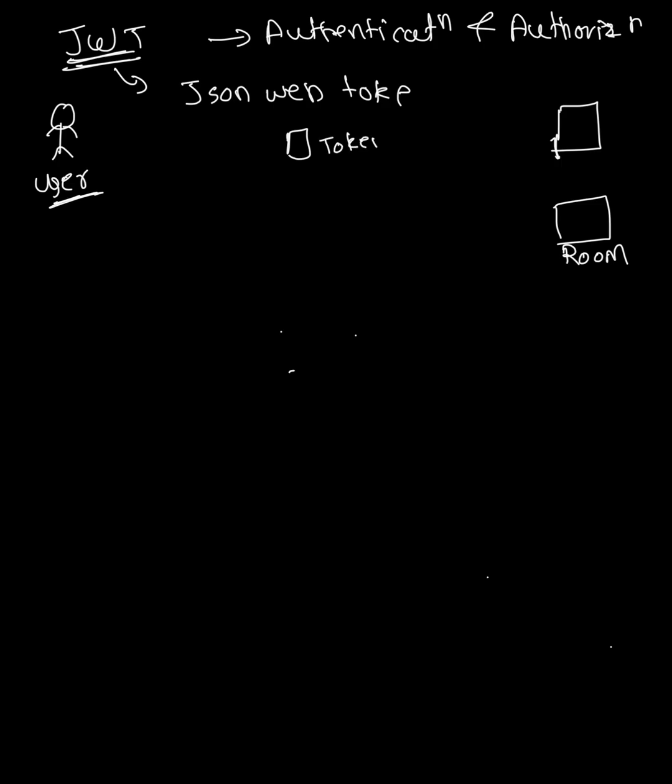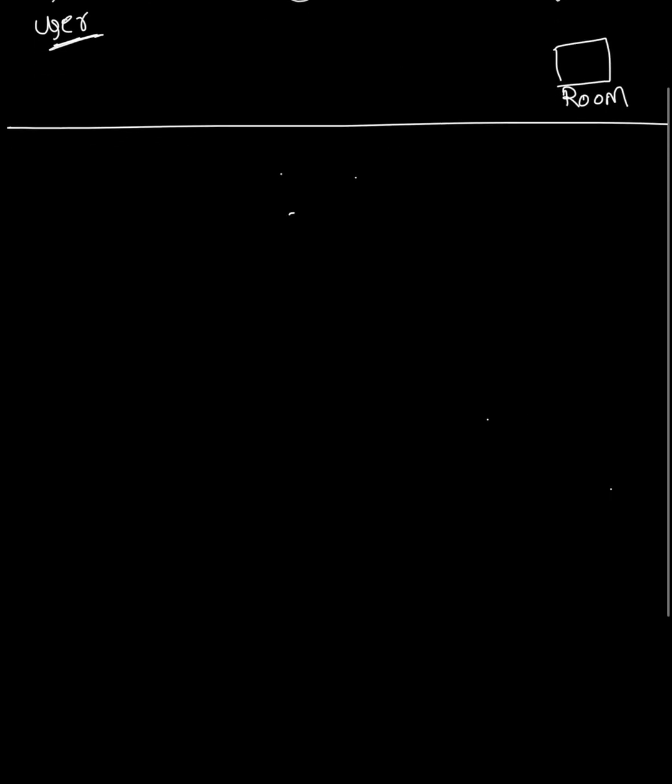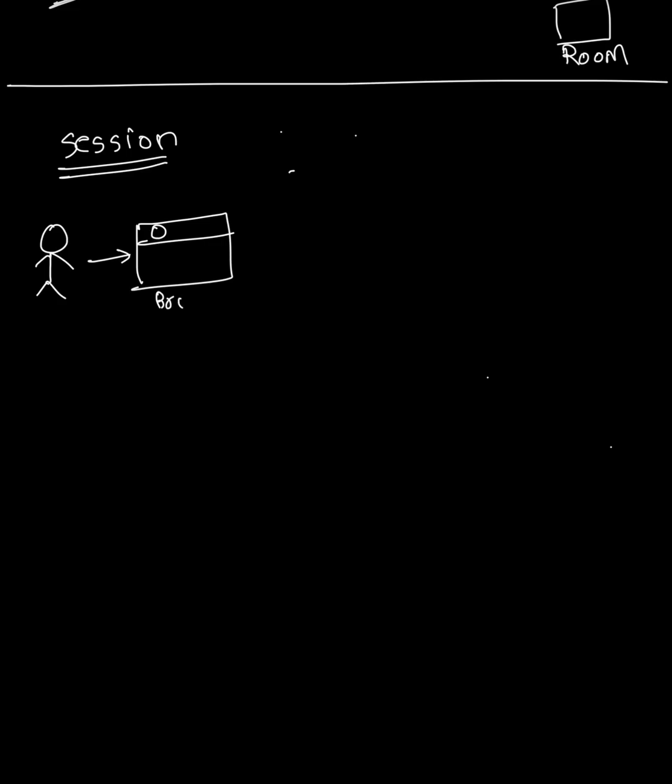But before this, we must know the traditional way of authorization and authentication before JWT came into play, that is session. So what used to happen before JWT? It is still used, sessions are still used in simple applications. So suppose that we have a user logging in from the browser. This is the Chrome browser, and he is logging in using the username and password, wants to access the server.